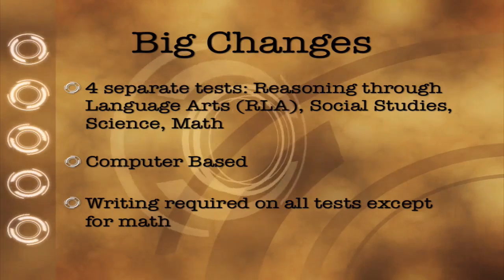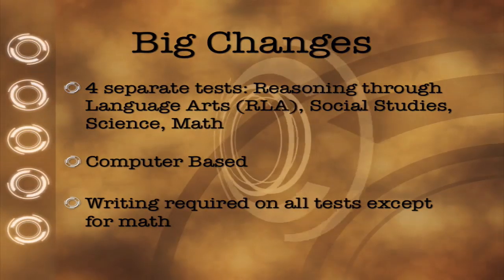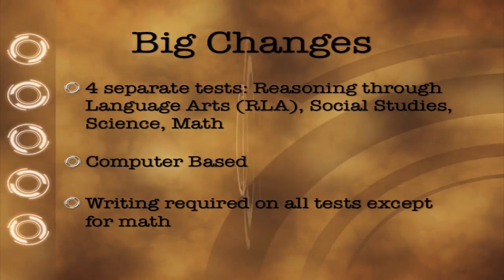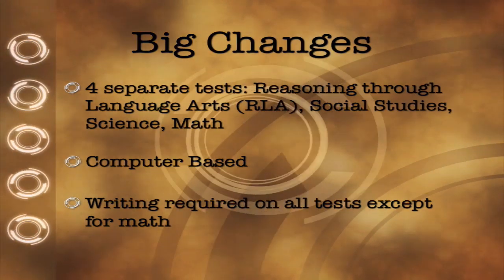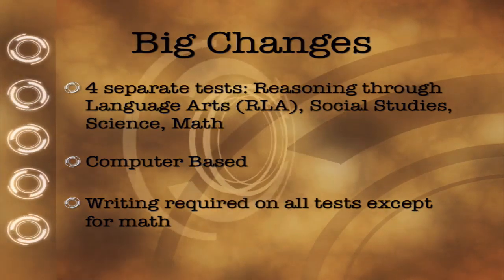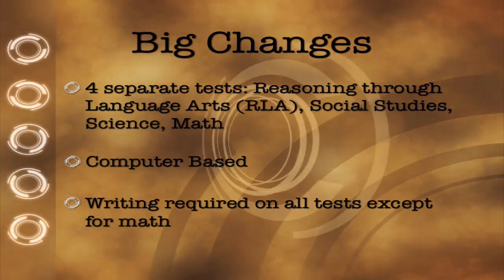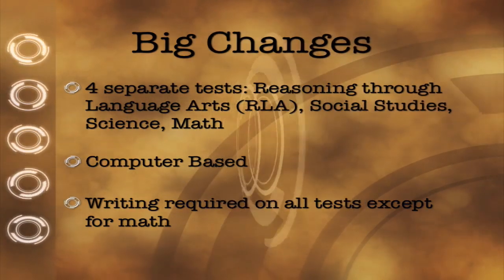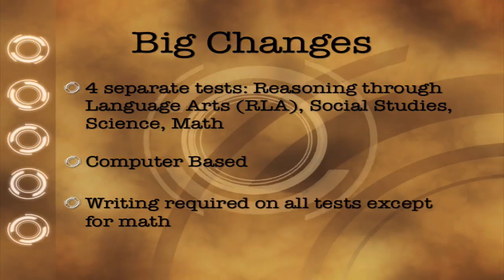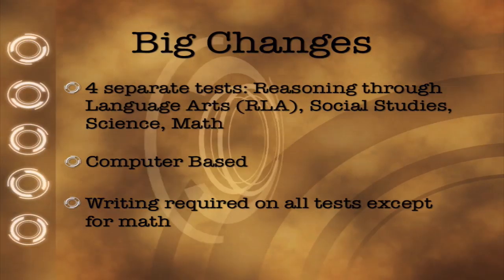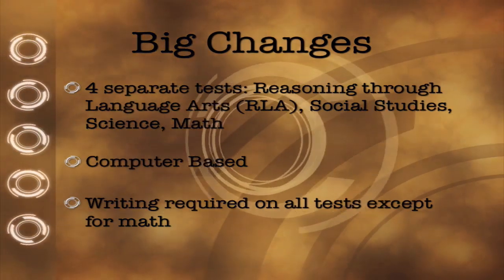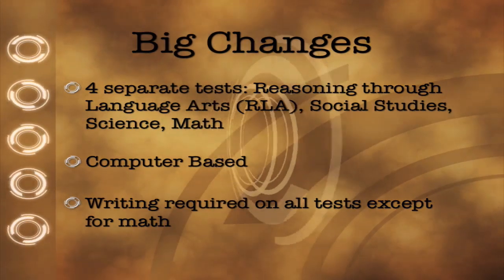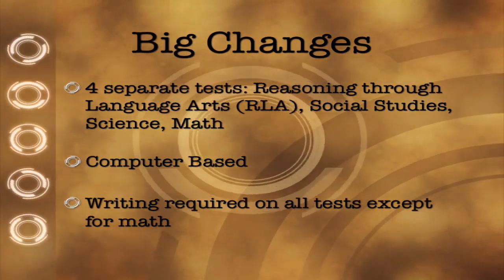But in short, on the RLA test and the social studies test, they're requiring an extended response. So you can think about that as an essay: 4 or 5 paragraphs, maybe 6 paragraphs, and of course they'll give you a topic to write on. And then on the science test, they're going to ask for a short response. You can think of a short response as a paragraph, maybe 2 paragraphs. And they're going to require 2 short responses on the science test.